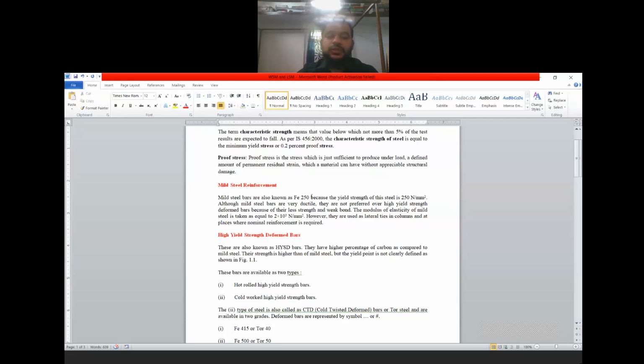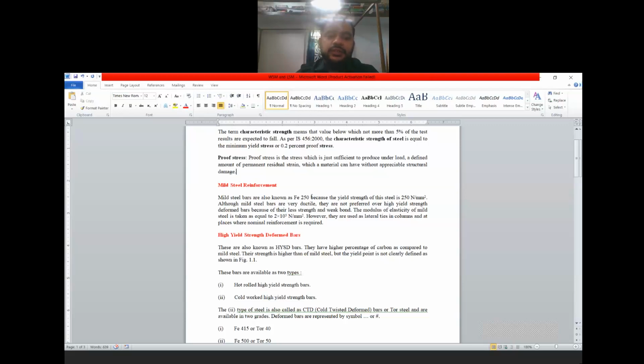Okay, because the yield strength of this steel is 250 Newton per millimeter square. Okay, similar to concrete, if M20 grade of concrete is there, you will write fck equal to 20 Newton per millimeter square. For steel, what you will write, if Fe250 grade of steel is there, then you will write yield stress. Yield stress will be written by fy. Okay, f suffix y. fy equal to 250 Newton per millimeter square.